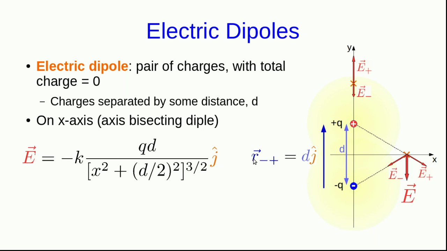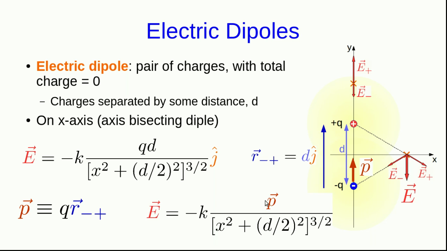It's useful to define this vector r minus plus, which points from the negative charge to the positive charge, and so it's just d j hat. You can see the d j hat right here. And so if we now define this thing that we call a dipole moment, all the chemists watching this have come across the idea of a dipole moment, though you might not have known what it is. The dipole moment is just the magnitude of charge on either of the charges, times this r plus minus vector. Then we can rewrite the E-field this way.